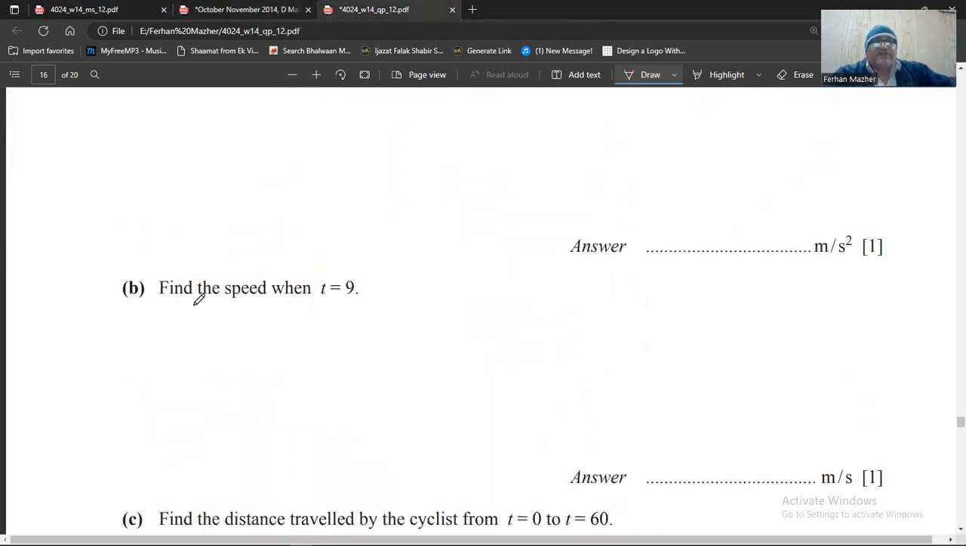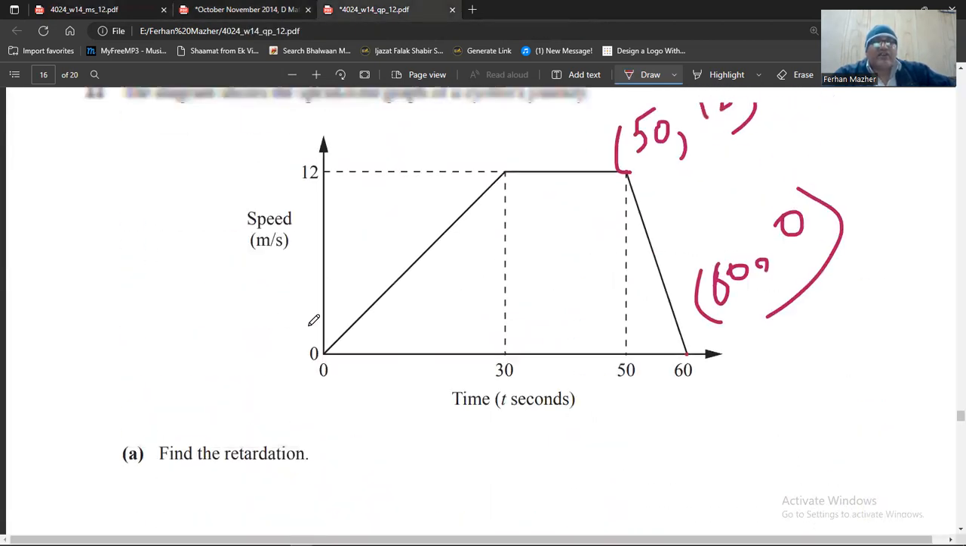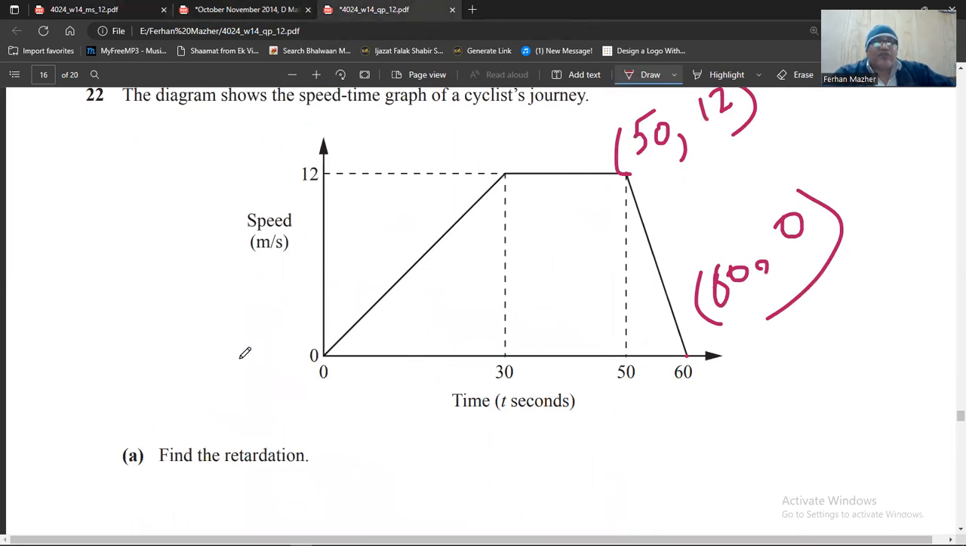Okay, then we have: find the speed when t is 9. Very simple. This point is (0, 0). This point here is (30, 12). And the 9 will be here somewhere. So I will take this point, which will be (9, ?). We don't know what the speed is.